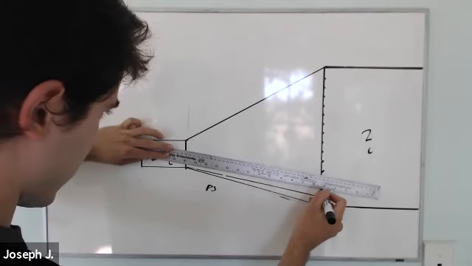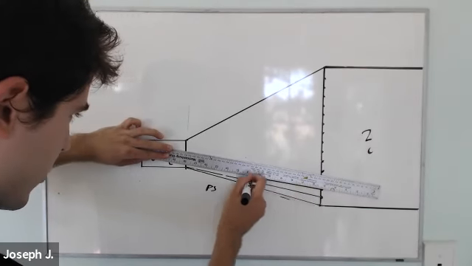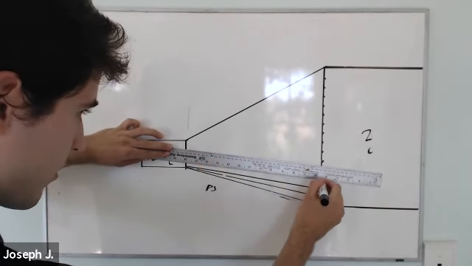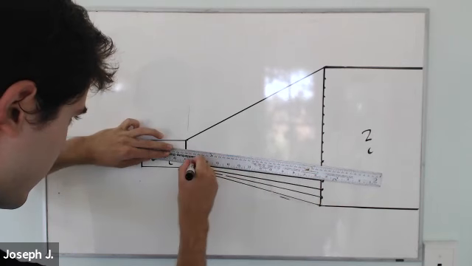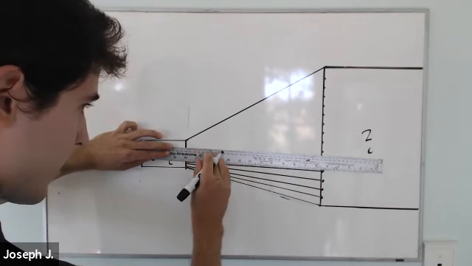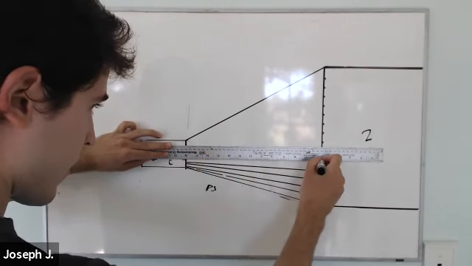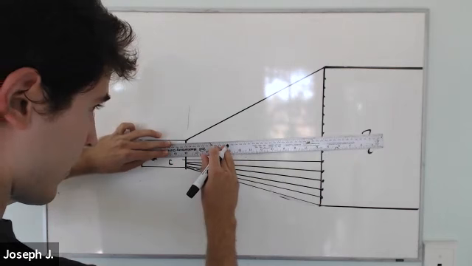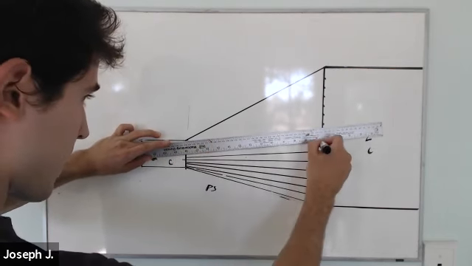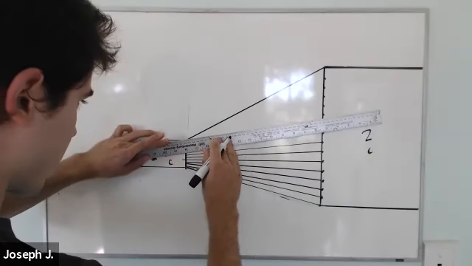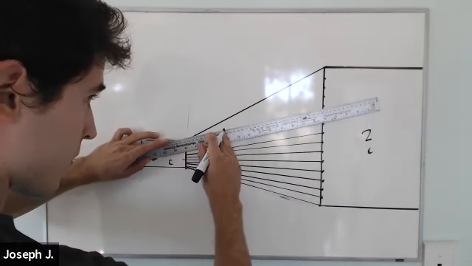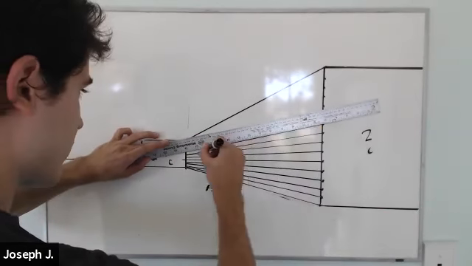Do the same thing with this point. Make sure it is stopping at this wall. Same thing with this point. This point. This point. This point. Trying to maintain that equal spacing as much as we can.